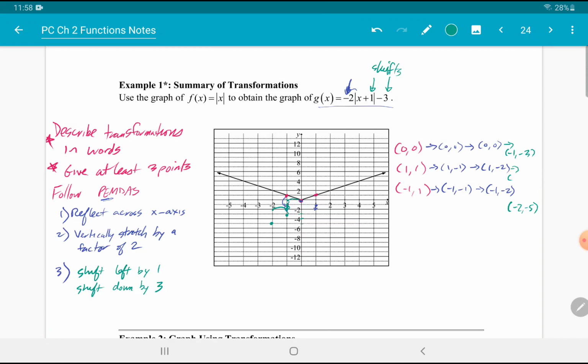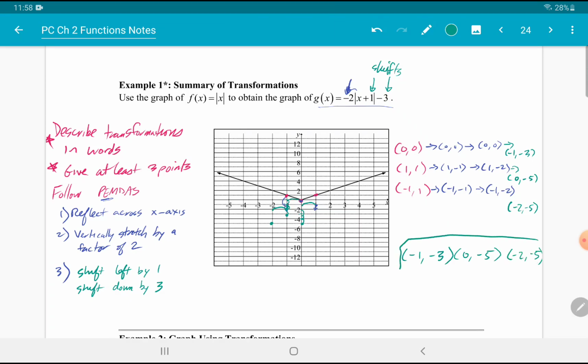There, okay. And then our next point, which was at 1, -2, now goes left 1, so we're at 0, and then we go down 1, 2, 3. So we'll be at -2, 0, -5, like that. Okay, so those are going to represent our 3 points. Our 3 points are -1, -3, 0, -5, and -2, -5.